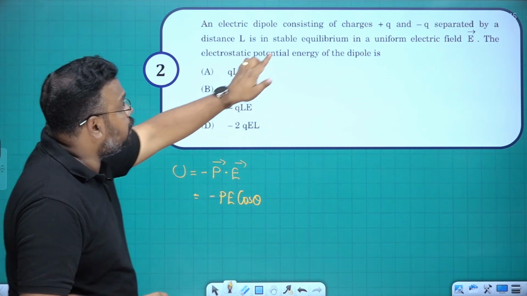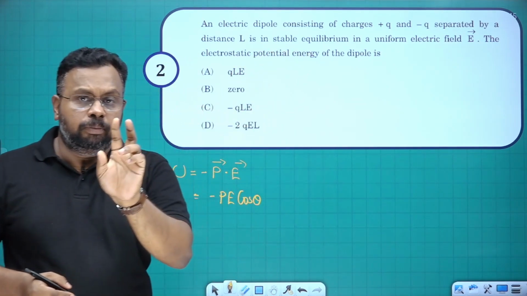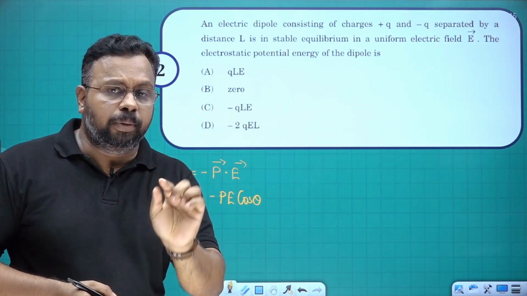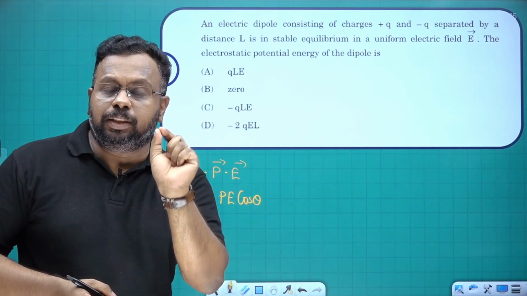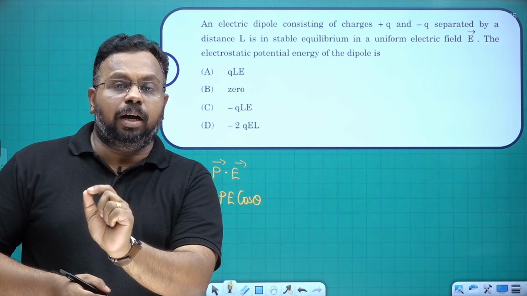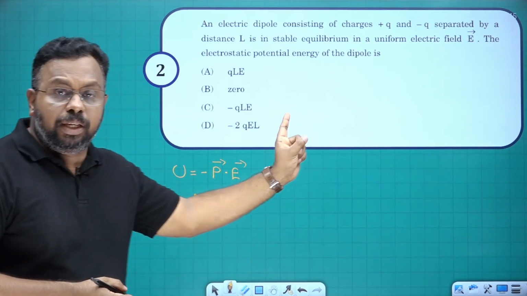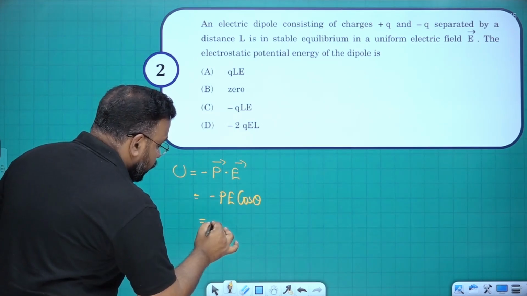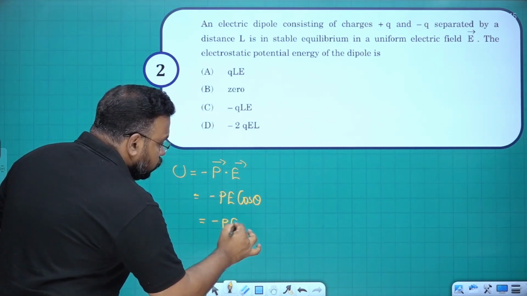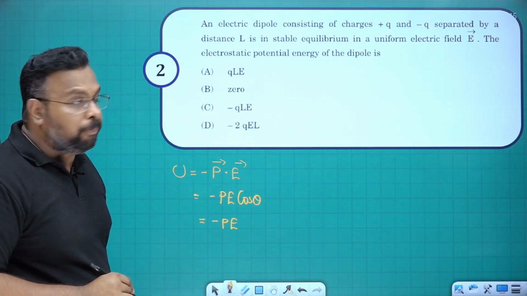But here it is given, it is in stable equilibrium position. We have two equilibrium positions, hope you remember. One is stable, another is unstable. In stable equilibrium position, theta is equal to 0 degree. In unstable, it is 180 degree. So here, stable equilibrium, so theta is 0. You can substitute, which is equal to minus P. What is cos 0? Cos 0 is 1. So we get minus P.